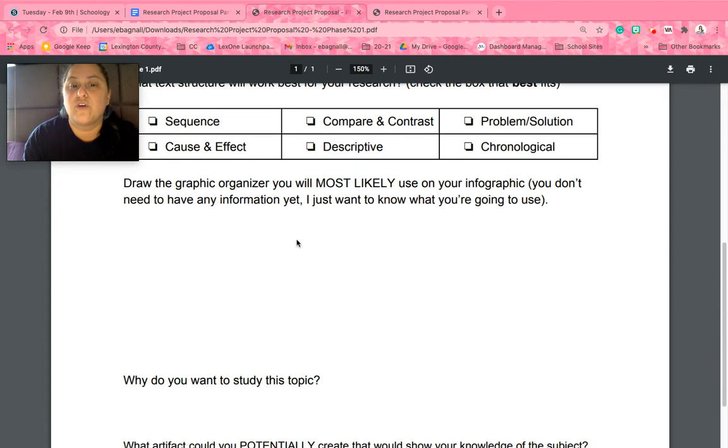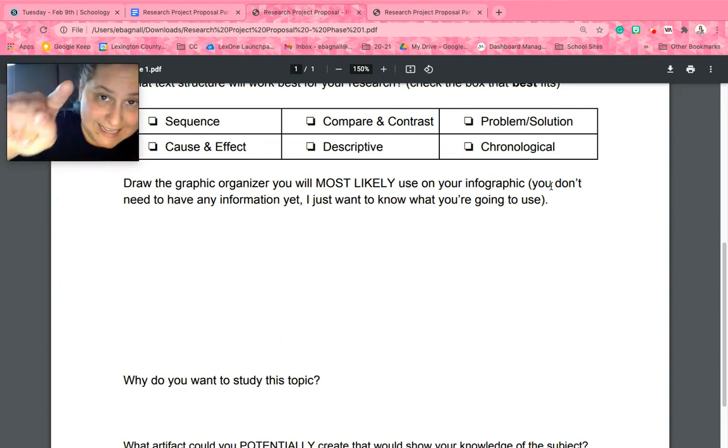Then you're going to create a graphic organizer based on your text structure. So if I'm doing chronological, I'm going to draw a timeline here. As you see, you don't have to put any information in it yet. I just want you to know what kind of graphic organizer you're going to use and create a sample one here. All right. It doesn't have to have any information in it yet.